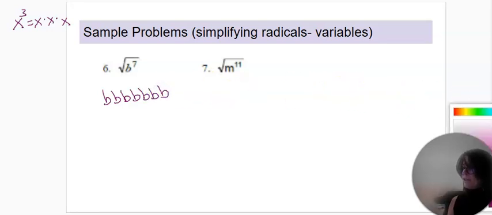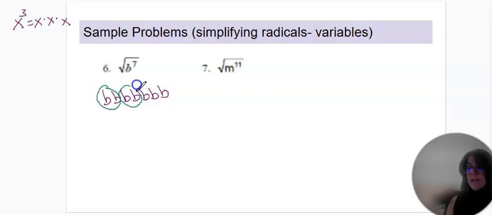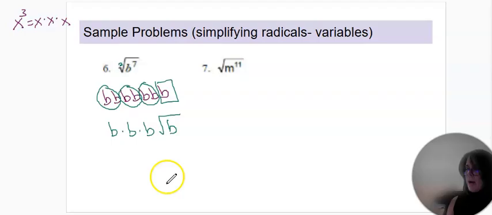Now, I want you to circle pairs, just like we did with the factor tree, because we're looking for groups of 2. Remember, this is square root. We're looking for groups of 2. Anything that doesn't pair up, put a box around it. All right, so anything that's a pair, we pull out as 1, right? Just like we did with numbers. 1b for this pair, 1b for this pair, 1b for this pair. Anything that doesn't pair up goes back under the radical.